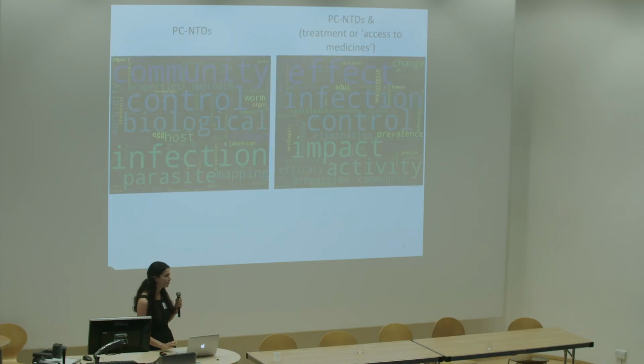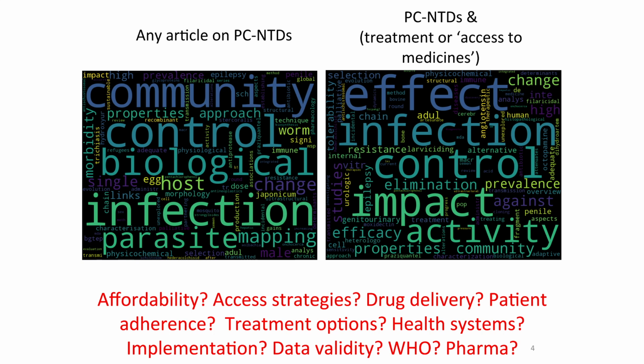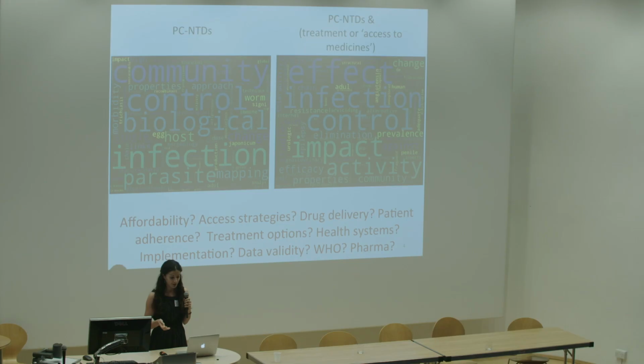Well, I thought maybe this analysis was a bit unfair. Maybe I should purposely include treatment or the access to medicines when I look through these articles and see what we're talking about. Well, it doesn't change much, and actually the word community becomes used a bit less often. So I'm wondering, where are the articles and research about affordability, about access strategies, drug delivery, patient adherence, and a number of other things I think all the panelists on this Access to Medicines group will discuss today?